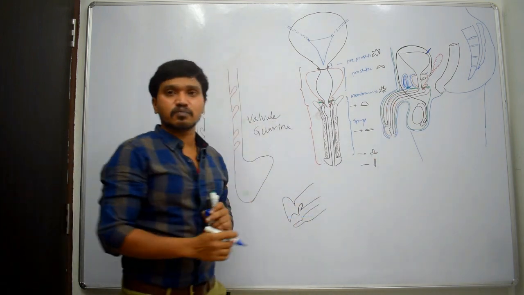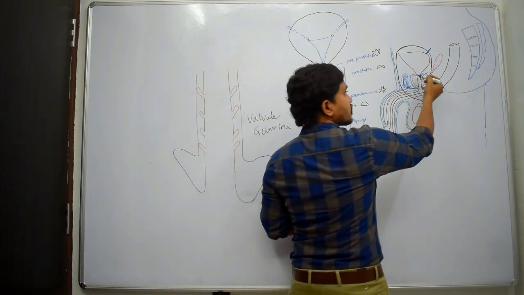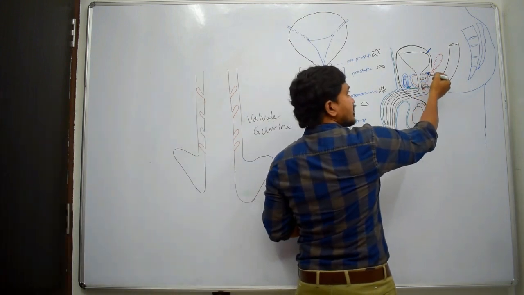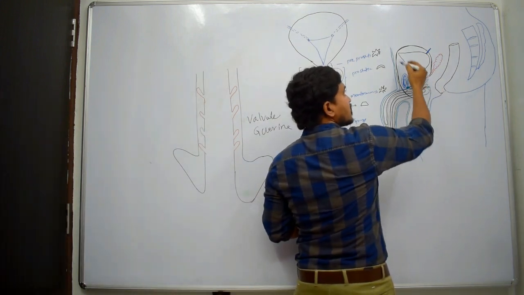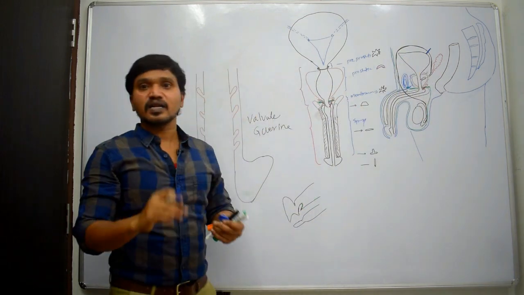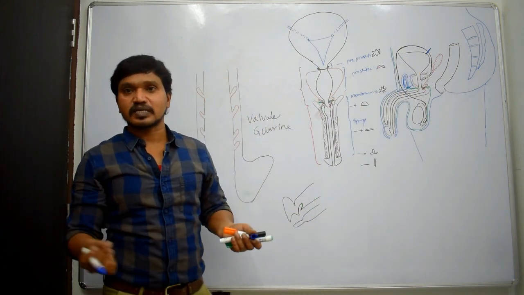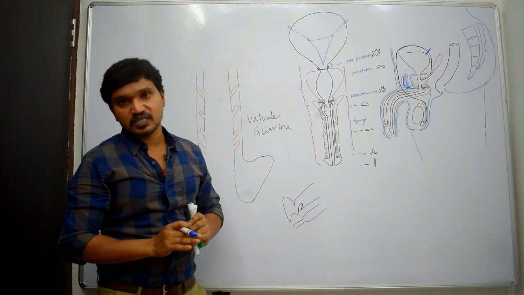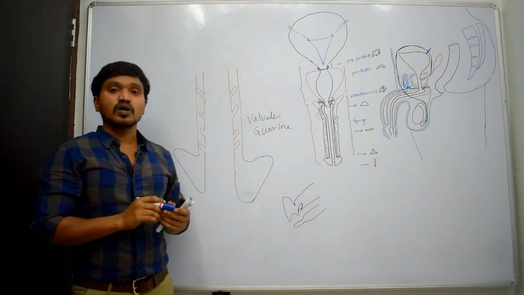Then what about the posterior part? Very simple. Veins from the posterior part of the urethra drain into the prostatic venous plexus and vesical venous plexus. Then finally open into the internal iliac vein. That is about venous drainage. Then we will discuss nerve supply.